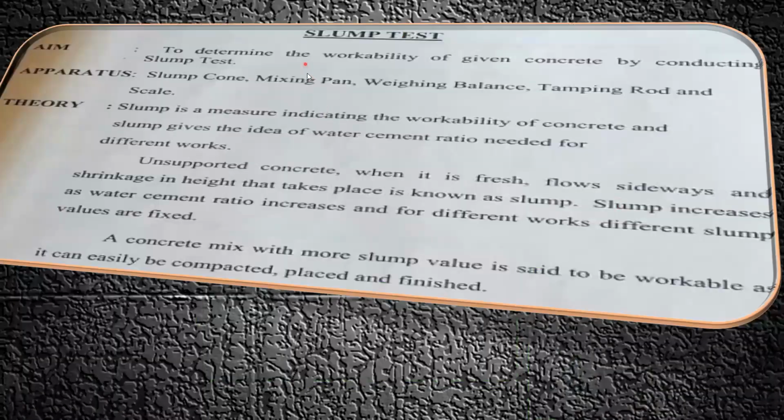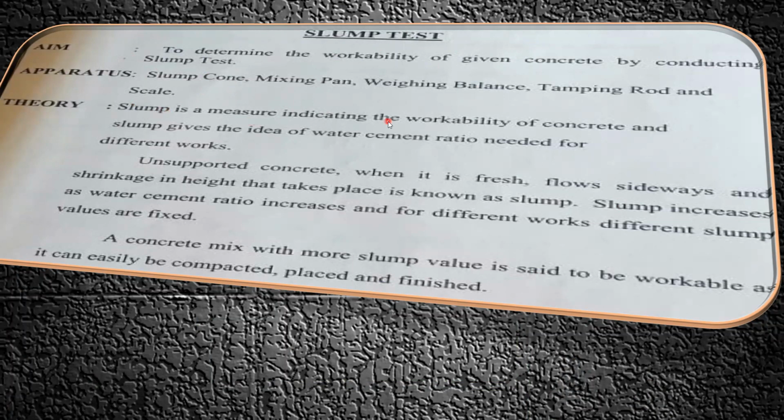Coming to the test, the aim is to determine the workability of a given concrete by conducting a slump test. Apparatus required: we require a slump cone, a mixing pan, a weighing balance, a tamping rod, and a scale to measure. Coming to the theory, it's already understood, but still we'll see that.